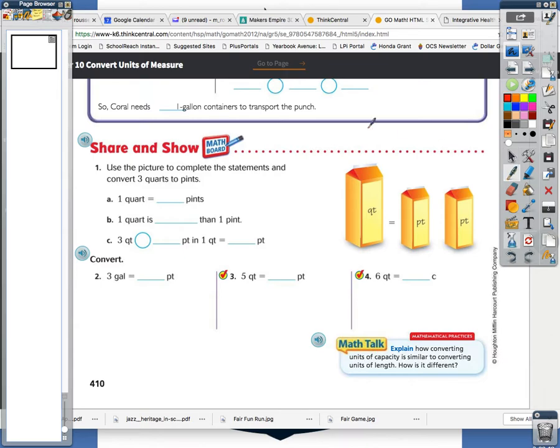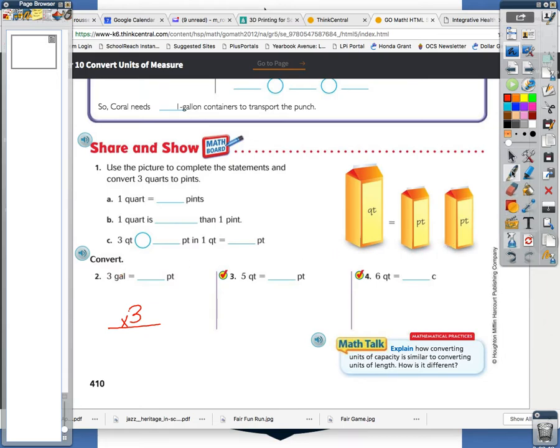So if we look at number 2, we're converting gallons to pints. We know gallons are larger than pints, so we're converting a larger unit to a smaller unit, which means we're going to multiply. We have a total of 3 gallons, so that's the number that we'll be multiplying. So we'll look into our chart to see how many pints are in a gallon.